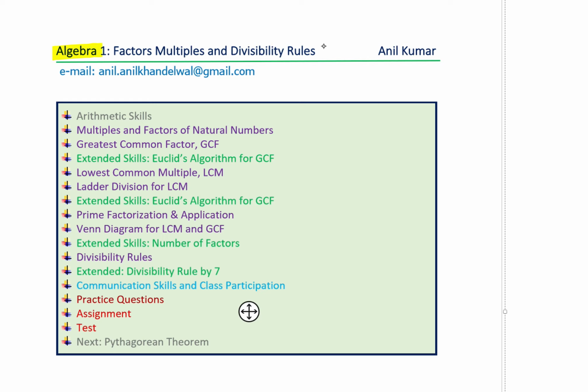In this part of algebra, we are going to learn what LCM and GCF are, and how we find the lowest common multiple and the greatest common factor with different techniques. We are going to learn three techniques to find LCM and GCF. We'll then see all the divisibility rules, including, interestingly, the divisibility rule for 7. During this journey, we'll have many examples and practice questions. At the end, we'll give you an assignment followed by the test.